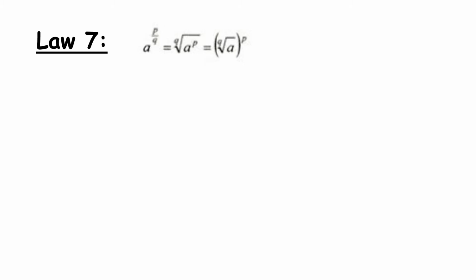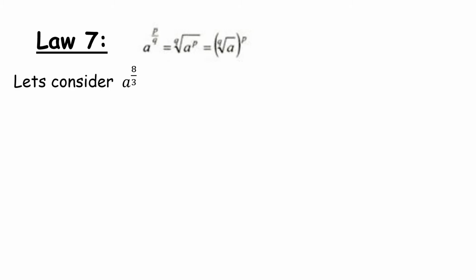So now let's take a look at Law 7. Law 7 states a to the power of p over q is equal to the qth root of a to the power of p, or can be written as the qth root of a all to the power of p. So in this case, the order in which you do the power and the root won't make any difference, and that is because both of them are part of indices, so it doesn't matter which one is worked first. So Law 7 extends Law 6, which was 1 over q. So when we talked about the power in Law 6, the numerator was 1. We're now expanding to have a numerator that is not 1.